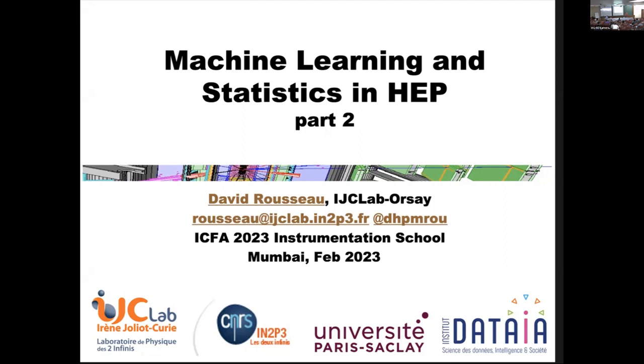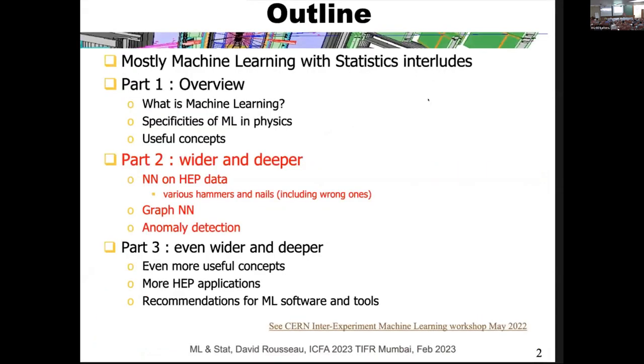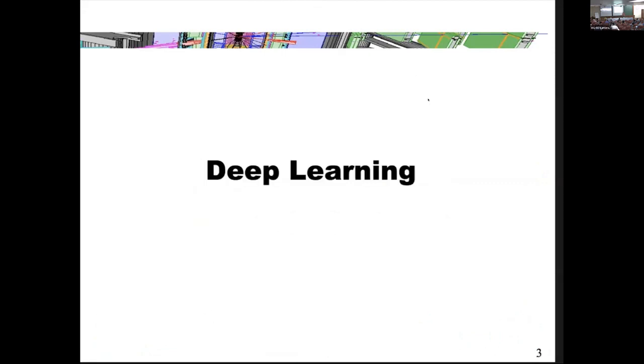Good morning, everyone. So this will be my second lecture. What I will talk about today is a different application of neural networks to high energy physics. In particular, graph neural networks, and I will say some words on anomaly detection.